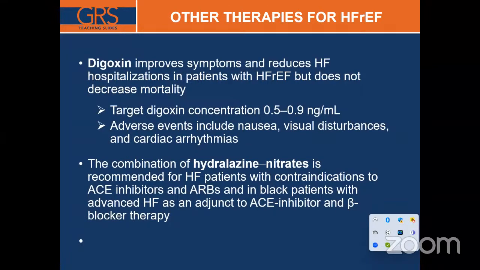Digoxin improves symptoms and reduces heart failure hospitalization in patients with heart failure with reduced ejection fraction, but does not decrease mortality. The target digoxin concentration is 0.5 to 0.9 nanogram per ml. Adverse effects include nausea, visual disturbance, and cardiac arrhythmia. And you know that digoxin has an adverse interaction with calcium channel blockers, so we should be very careful.